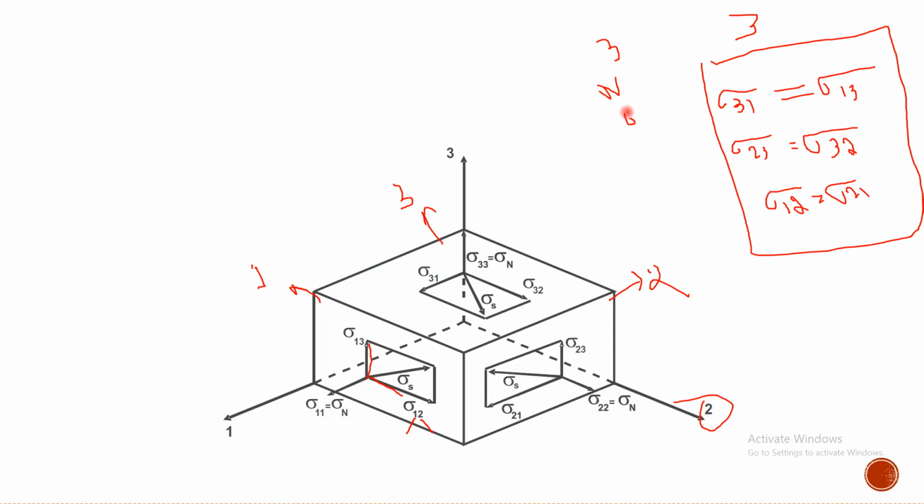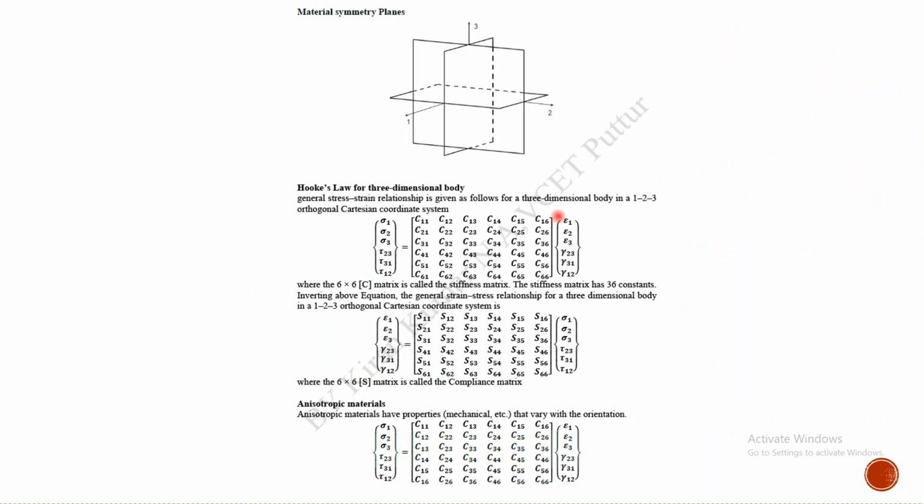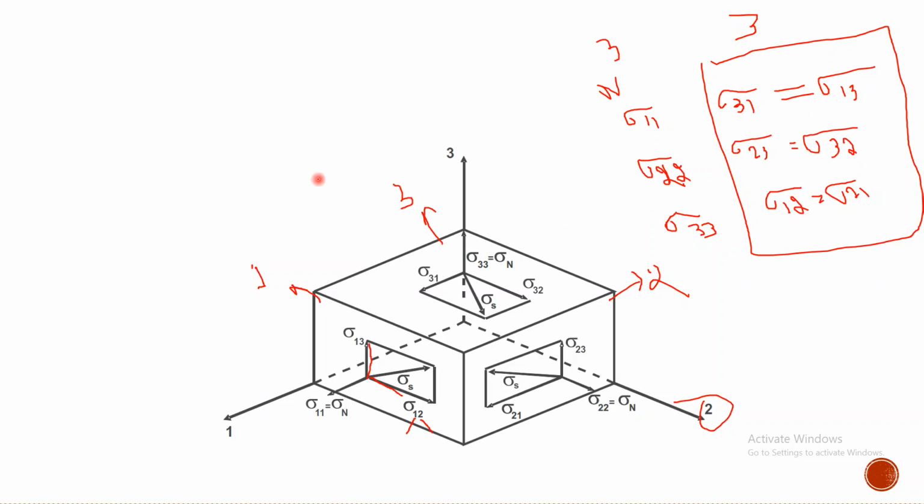Okay, so which are those? Sigma 11, sigma 22 and sigma 33. Okay, so three normal stresses and three shear stresses. That's usually the case for a general body: stresses will be developed, and the same case that we have observed in the FEM also.